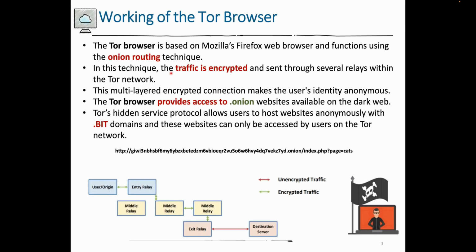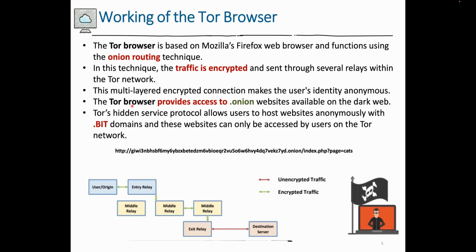Here we can see that in this technique, the traffic is encrypted and sent through several relays within the Tor network. The Tor network's architecture is such that the traffic passing through it is encrypted and re-encrypted multiple times as it hops from one relay to another, therefore tracing it back to the source is not possible at all.